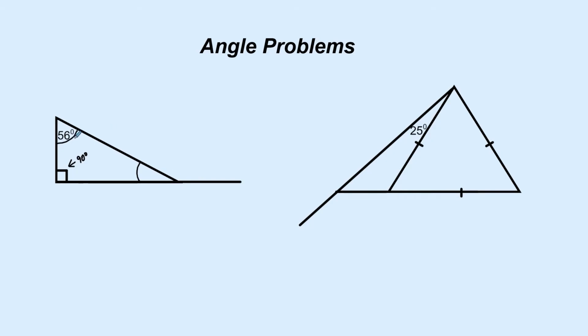Okay. To find this missing angle, the three corners, remember, of a triangle add up to 180. So we're going to do 180 minus 90 for the right angle, minus 56 degrees.